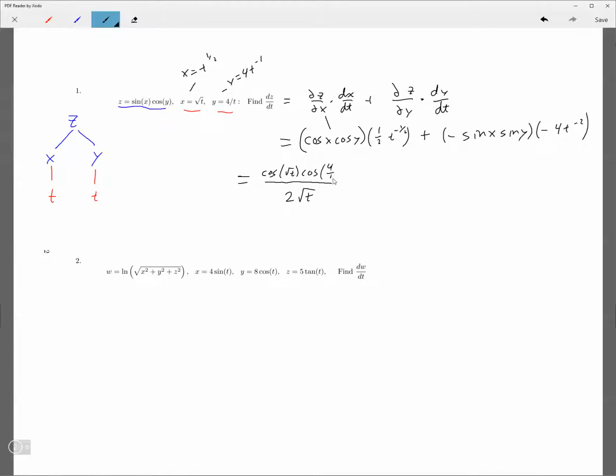And then over here, the minuses cancel. And so we have a 4. And then here, this t goes to the denominator. And we have sine of the square root of t, sine of 4 over t. Okay, so let's put that into WebAssign and see if they complain, or if they're fine with it.